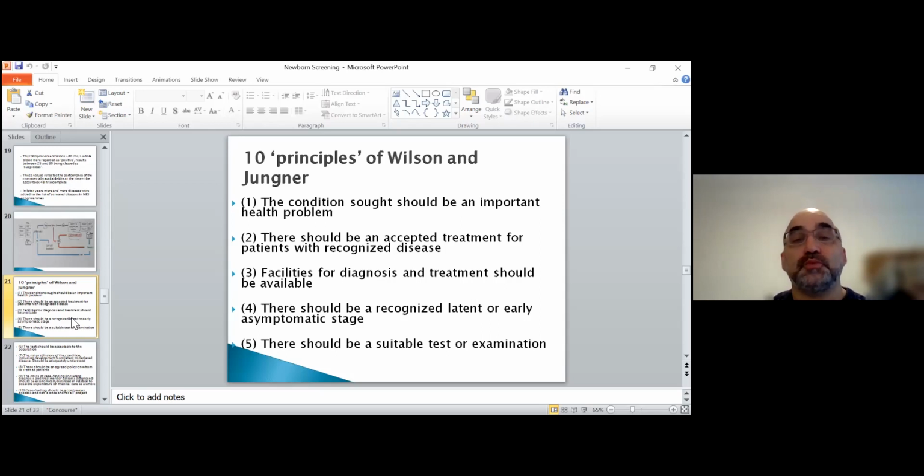So the condition should be an important health problem, so that you are investing in this, because you're causing some kind of discomfort for the babies, pinching them and getting blood. So it should be an important health problem, so you start investing and doing something about it.